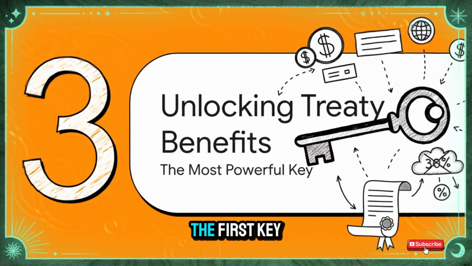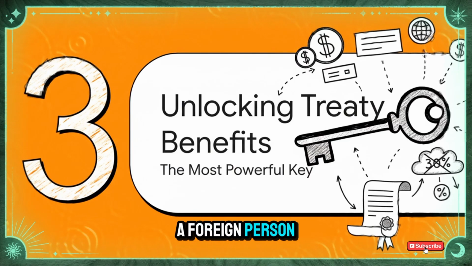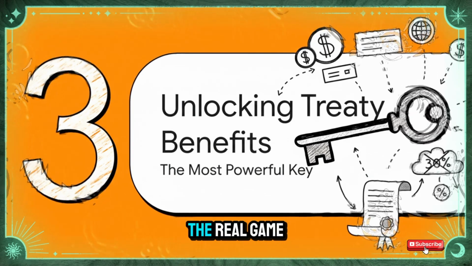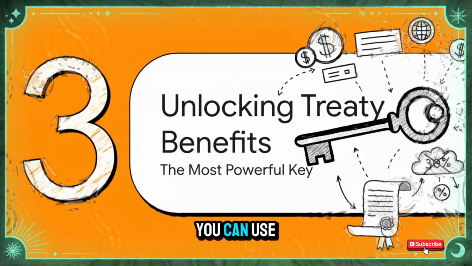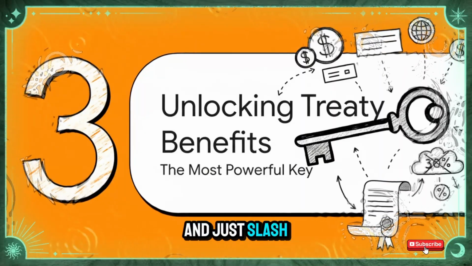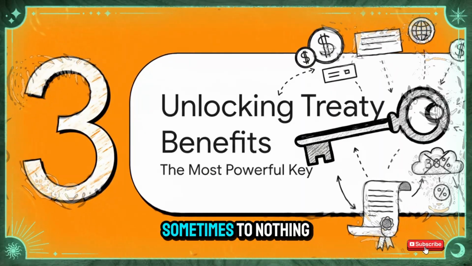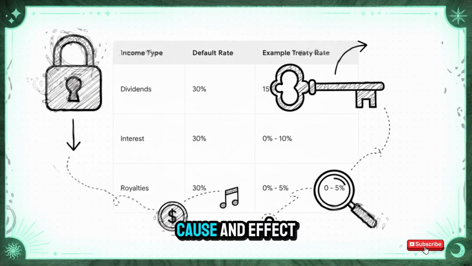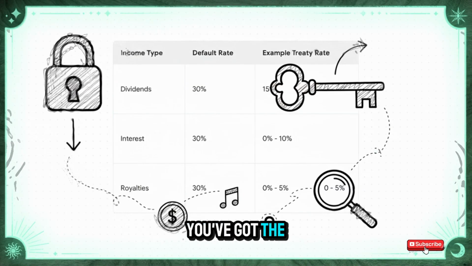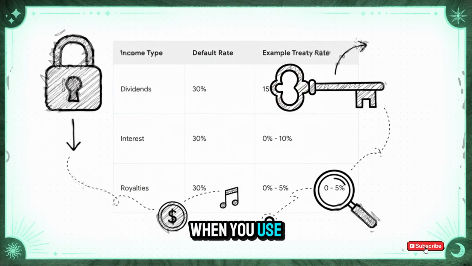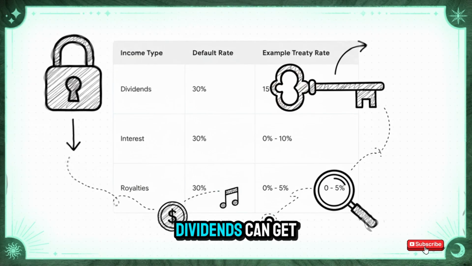Okay, so we've used the first key to prove we're a foreign person. But now we get to the form's most powerful key, the real game changer. This is where you can use the W-8BEN to invoke an international tax treaty and just slash that 30% withholding rate, sometimes to nothing. And here it is, laid out plain as day. Look at this cause and effect. On the one hand, you've got the default, that 30% hit. On the other hand, you see what happens when you use that tax treaty key correctly. Dividends can get cut in half, down to 15%.